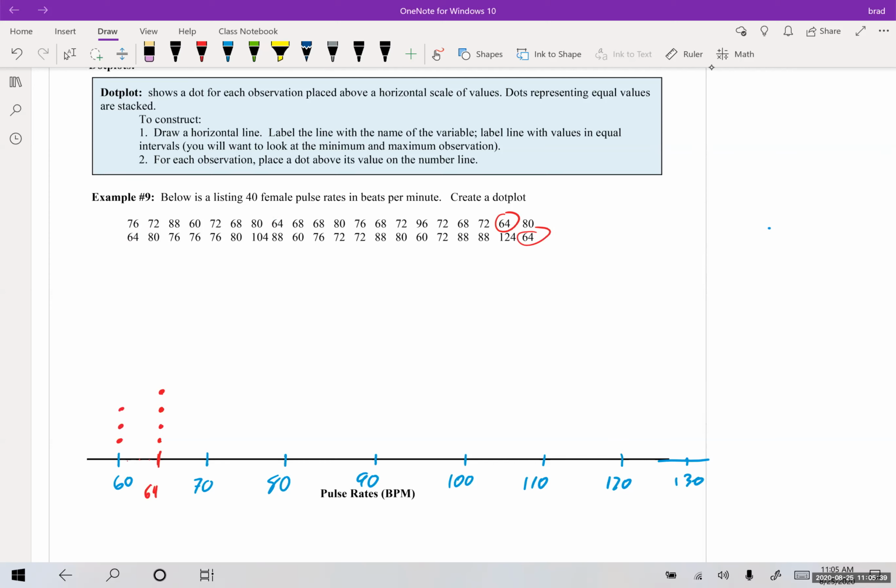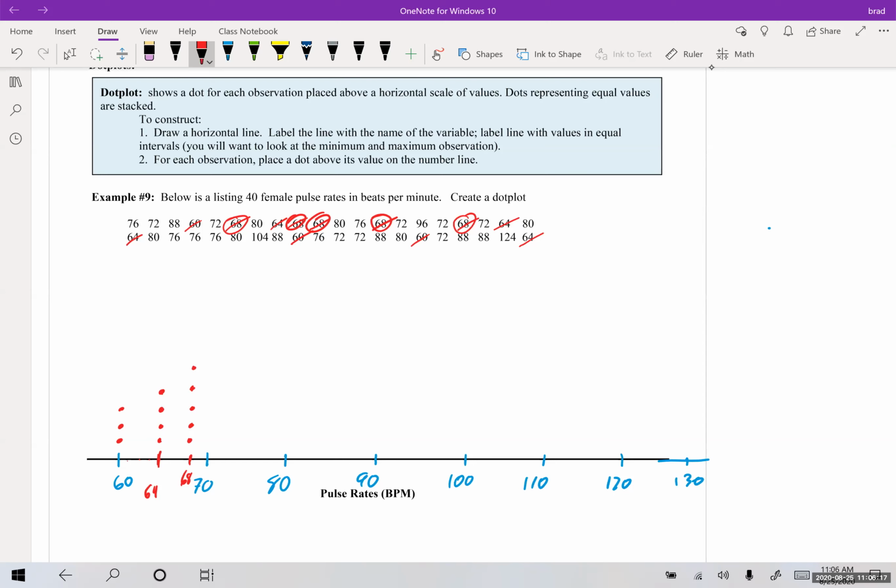I see 68. So let's see, 68, 68, 68. So we've used 60, we've used 64. I see 1, 2, 3, 4, 5. So at 68, I'm going to do 5. So 68 would be right about here somewhere. 1, 2, 3, 4, 5. Okay, so we've used all these guys now. I'm just doing this to kind of keep track.